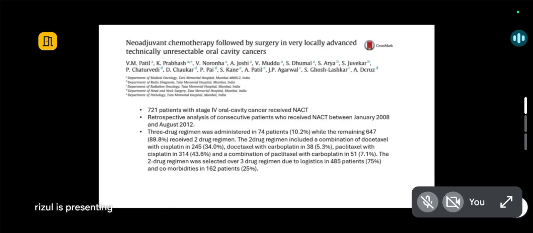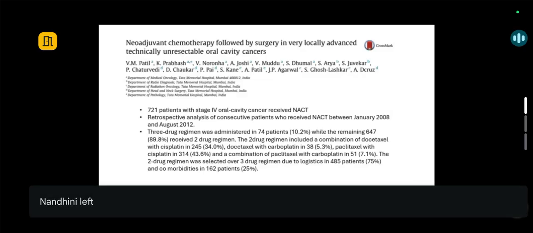Further, there was one study of Patel et al. that shows the role of NACT followed by surgery in very locally advanced unresectable oral cavity cancers. It was a retrospective study comparing the 2-drug regimen with the 3-drug regimen. The 2-drug regimen consists of either docetaxel with cisplatin or carboplatin, or paclitaxel with carboplatin, and they showed that the 2-drug regimen had a better influence than the 3-drug regimen due to some logistics and comorbidities.